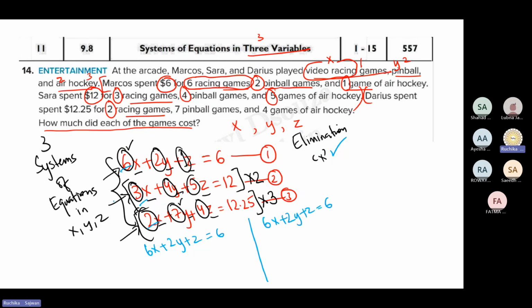Write it 2 times. Now write the new equation. So I will write the second equation, which is multiplied by 2 directly. So 3 with 2 is 6. Below this, 4 with 2 is 8. 5 with 2 is 10. 12 with 2 is this.